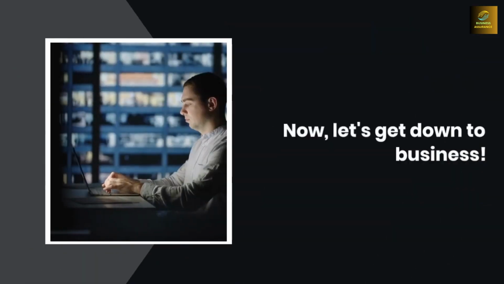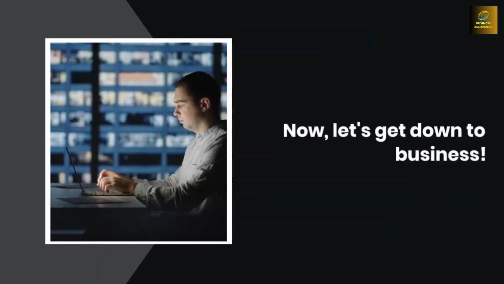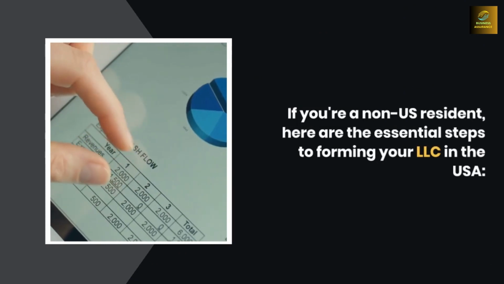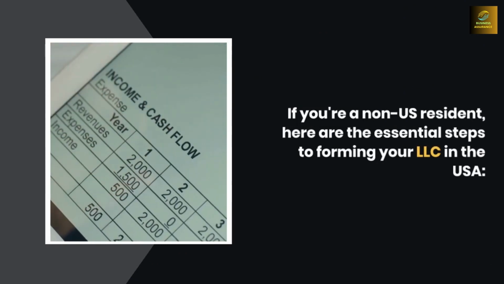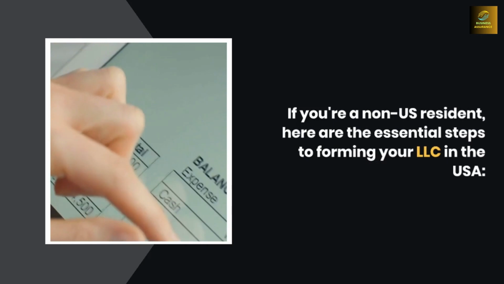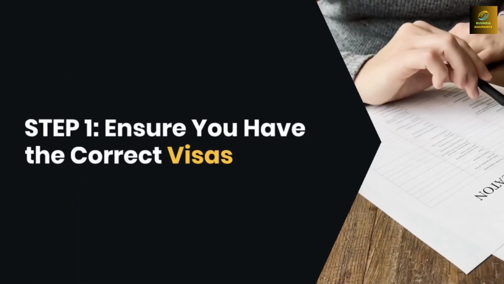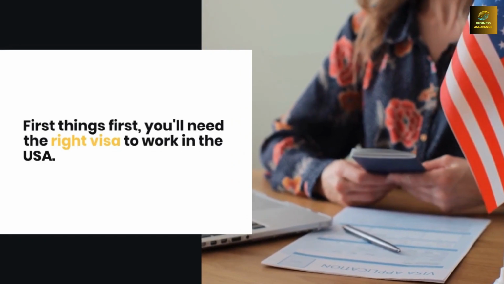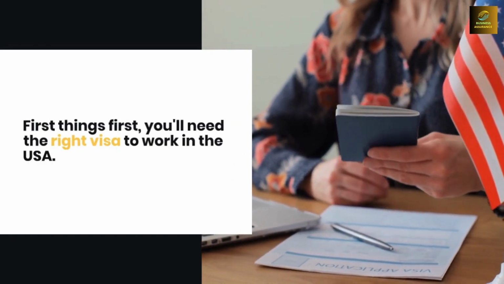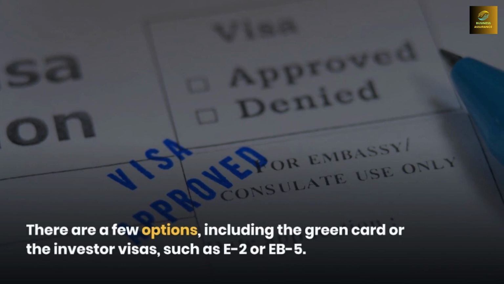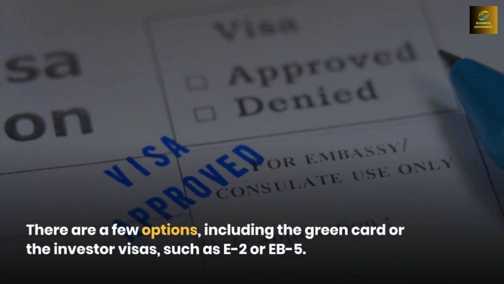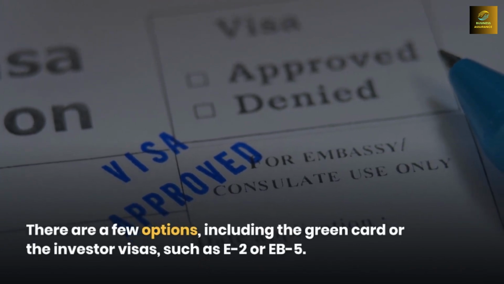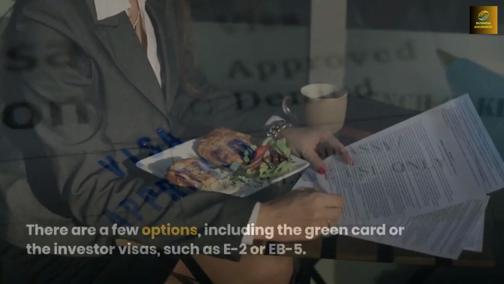Steps to forming an LLC as a non-U.S. resident. Now, let's get down to business. If you're a non-U.S. resident, here are the essential steps to forming your LLC in the USA. Step 1. Ensure you have the correct visas. First things first, you'll need the right visa to work in the USA. There are a few options, including the green card or the investor visas, such as E2 or EB5.